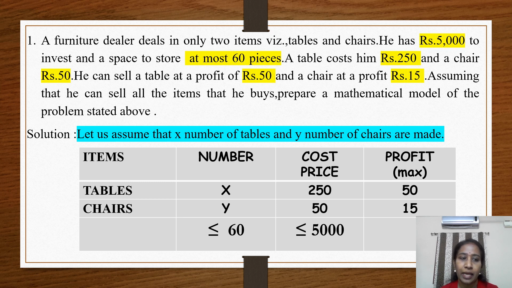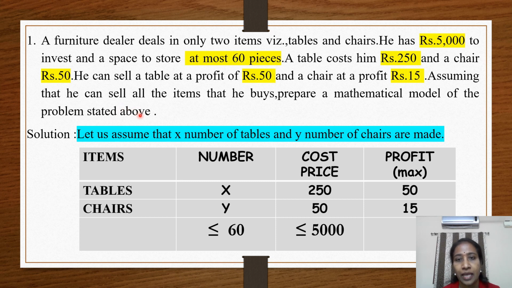Now the problem goes like this. A furniture dealer deals in only two items, tables and chairs. He has rupees 5,000 to invest and a space to store at most 60 pieces. That is, maximum 60 pieces. A table costs him rupees 250 and a chair costs him rupees 50. He can sell a table at a profit of rupees 50 and a chair at a profit of rupees 15. Assuming that he can sell all the items that he buys, prepare a mathematical model of the problem stated above.